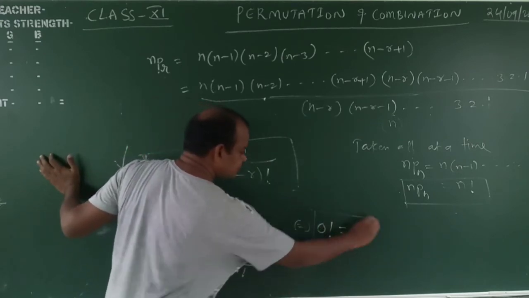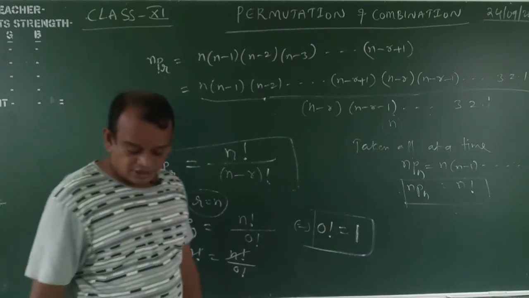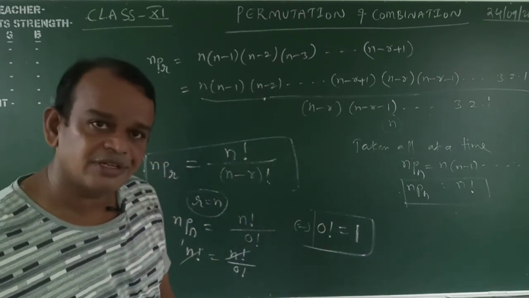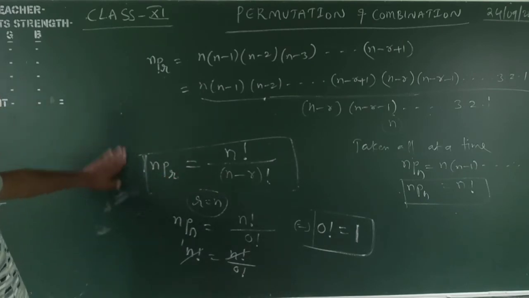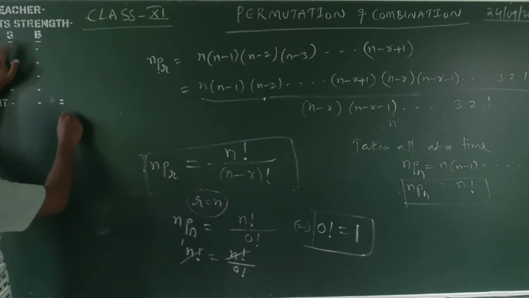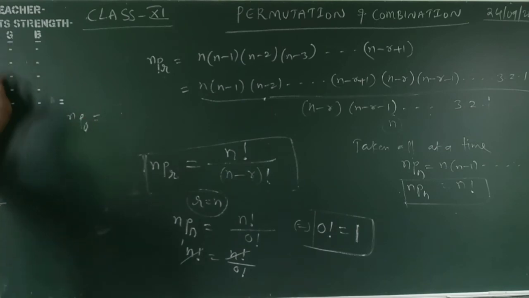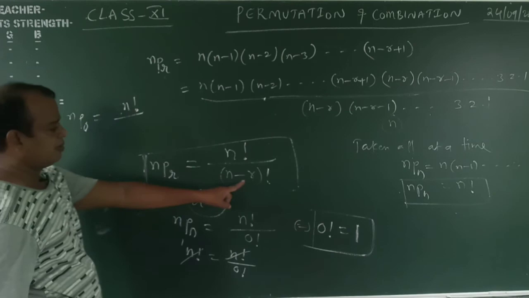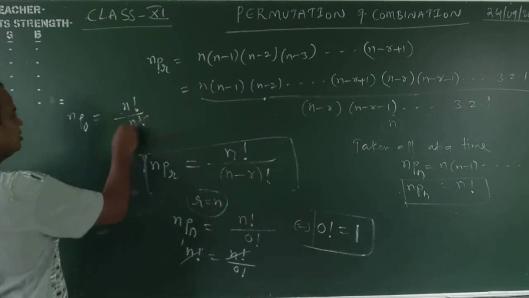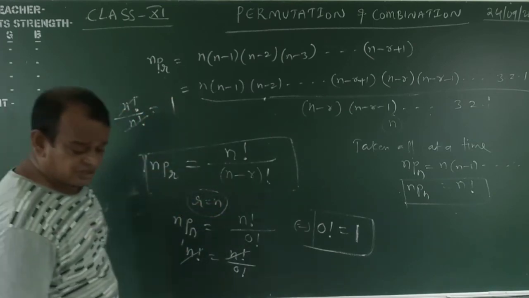1. 0 factorial is equal to 1. Okay, my dear students, 0 factorial is equal to 1. What about the r value, suppose 0? An r value of 0 means no selection at all. That means nP0. nP0 is n factorial by n minus 0, which is n factorial. So nP0 is equal to 1.